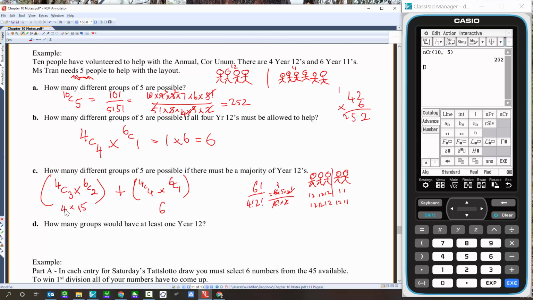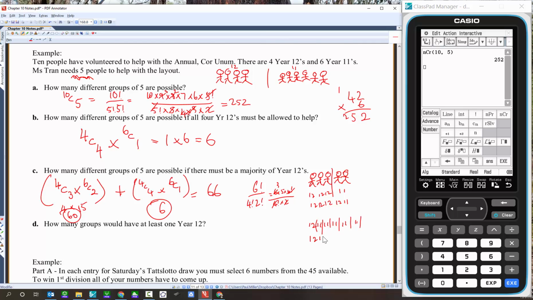All right, so that's 40, 60, and that's 6, that equals 66. All right, how many groups would have at least 1 Year 12? All right, so I could have 12, and 11, 11, 11. Let's just break these up a bit so we can see it a bit better. And 11, and 11, and 11. That's at least 1 Year 12.